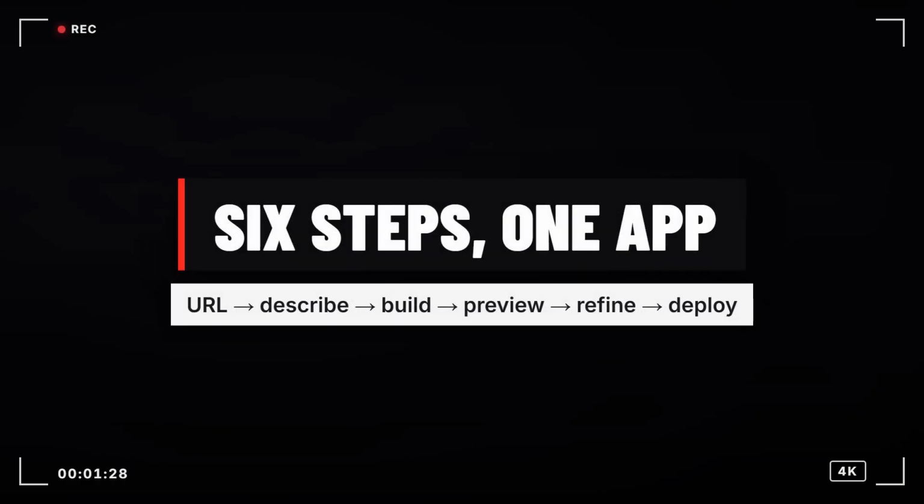So let's recap the whole process one more time, because it really is just 6 steps. Paste your website URL, GitHub repo, or screenshot to start the project. Describe what you want the app to do in plain language. Let the AI agent handle the entire build cycle on its own. Preview every screen on the multi-page canvas on any device. Refine anything you don't like by simply asking for a change. And finally, deploy straight to the App Store and Google Play.